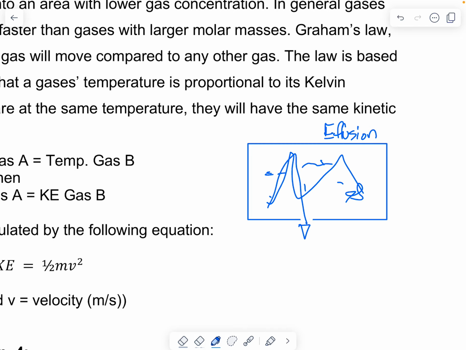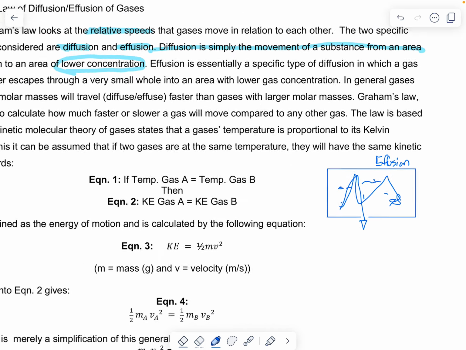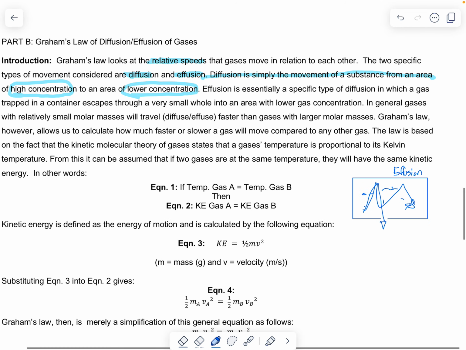Both of them are going to have the same math involved with them, and both of them are going to be treated the same, just two different words there. I really wouldn't worry too much about the words. Just diffusion is high concentration to low concentration. Effusion is high concentration to low concentration in a container with a small hole.